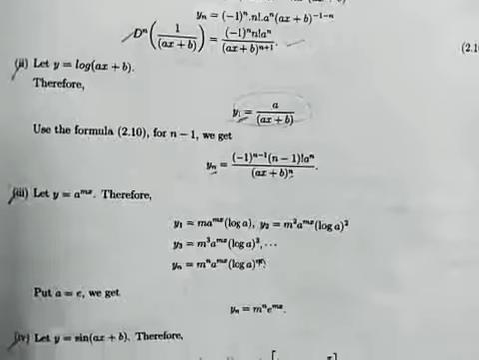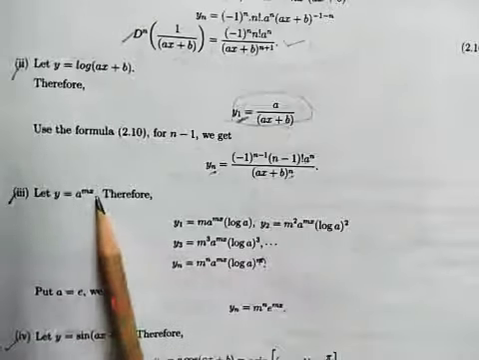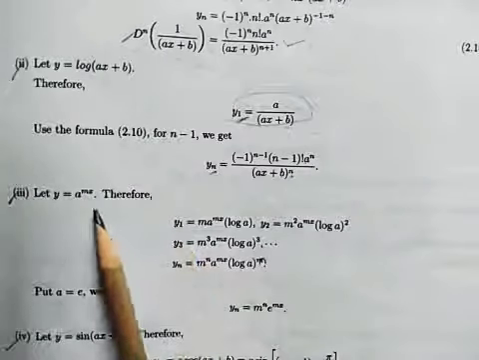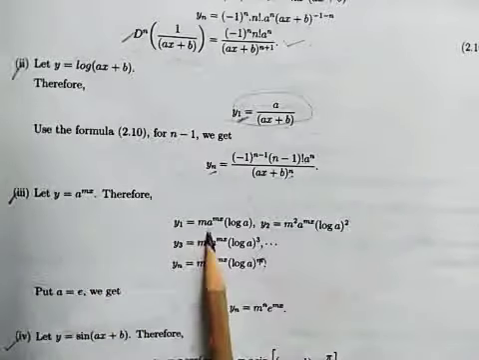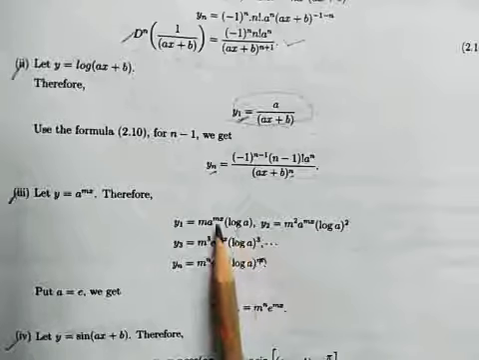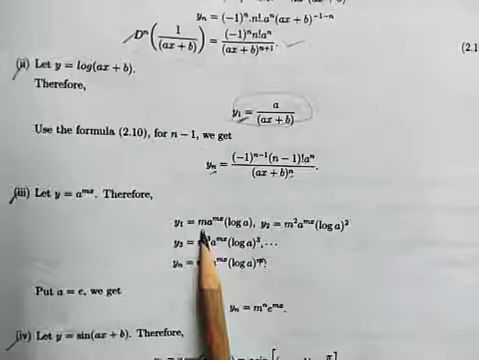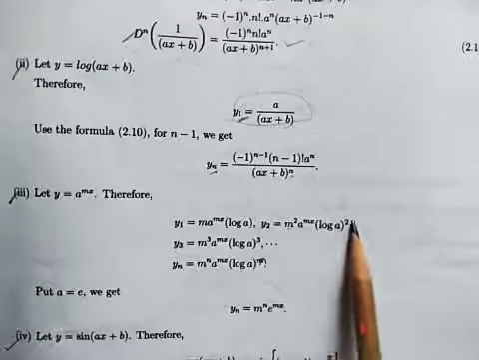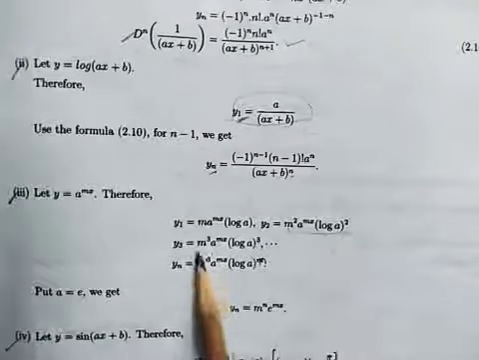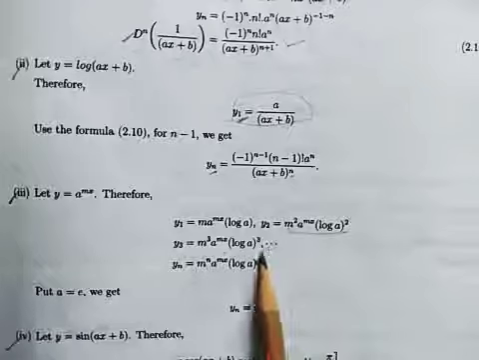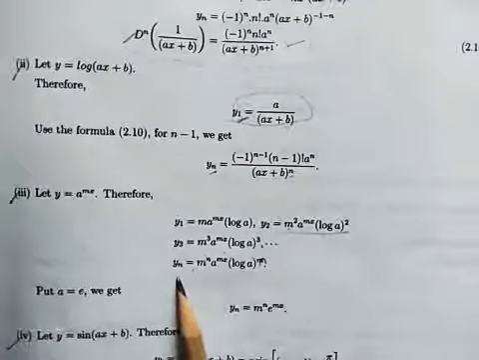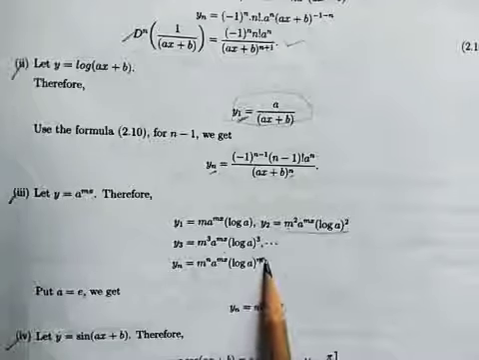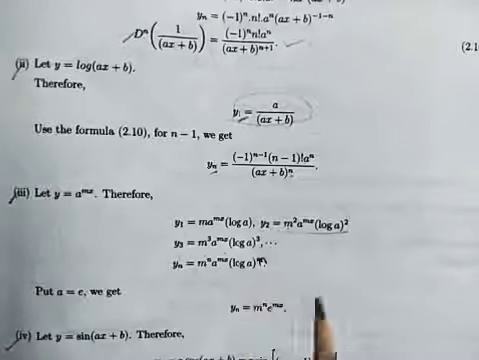Next function: if y = a^(mx), then what will be its first derivative? y1 will be, the derivative of a^(mx) is a^(mx) log a. Again the derivative of mx with respect to x is m. Again its derivative will be m squared a^(mx) (log a)^2. Again its derivative m cubed a^(mx) (log a)^3. Similarly, the nth derivative will be m^n a^(mx) (log a)^n. Okay, it is the nth derivative.